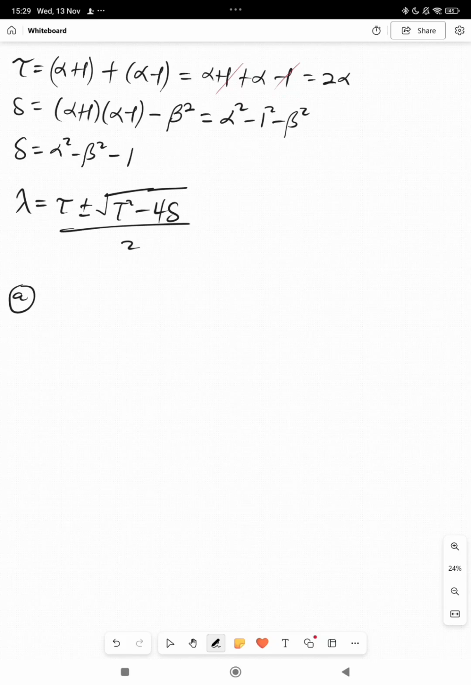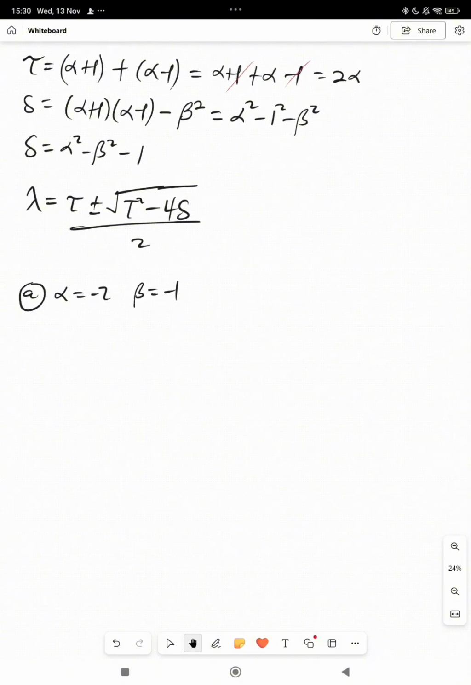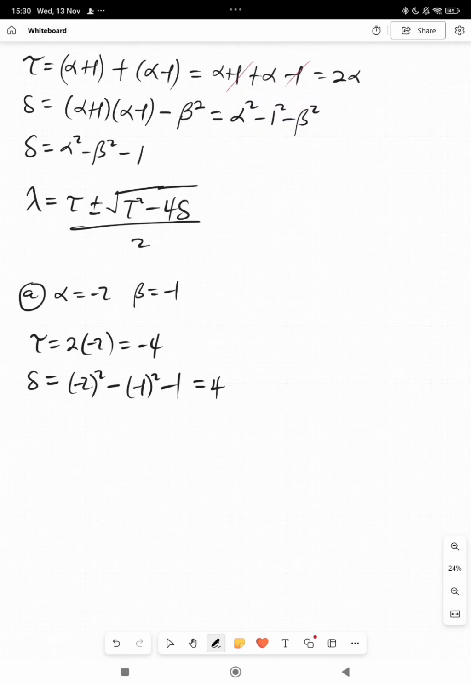A is given by alpha equals minus 2, beta equals minus 1. Okay, so our tau will be equal to 2 times minus 2, which is minus 4, and delta will be alpha squared, so minus 2 squared, minus beta squared, so minus 1 squared, minus 1. This is going to give us 4 minus 1 minus 1, which is equal to 2, which is greater than 0.